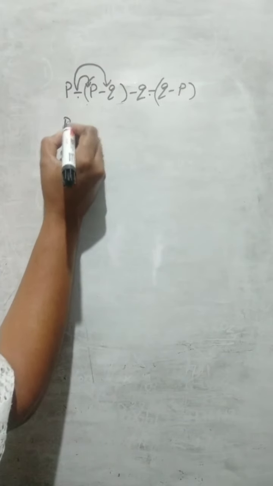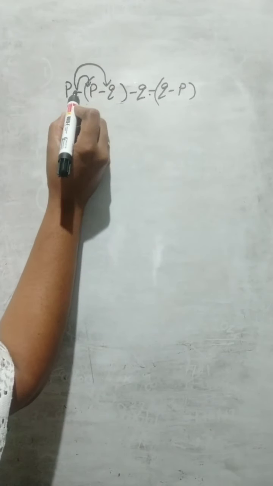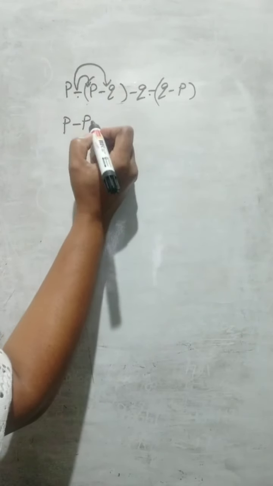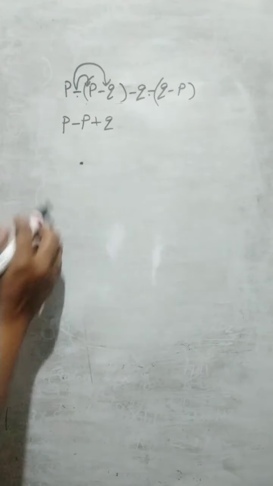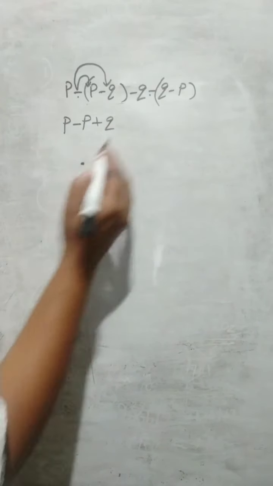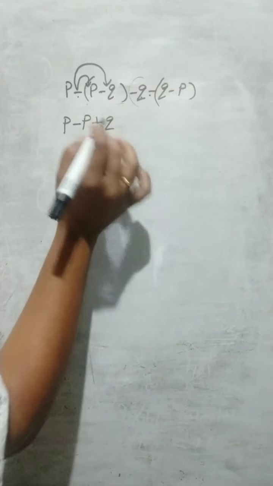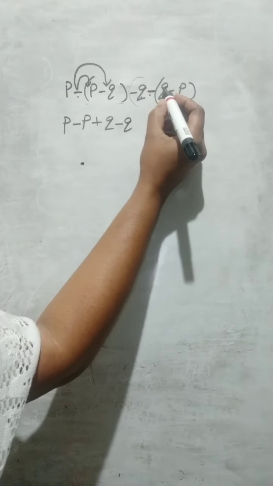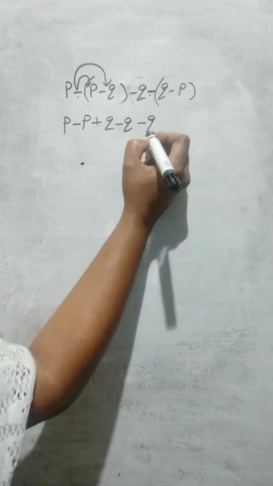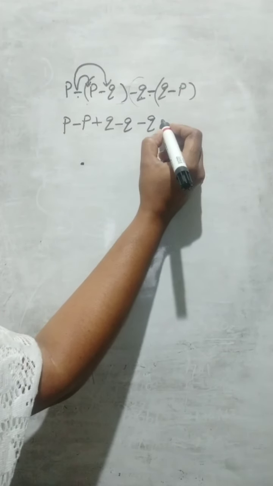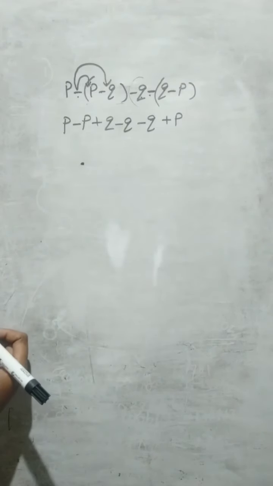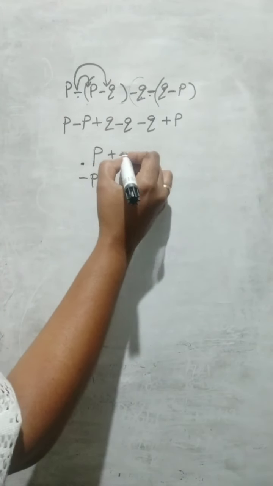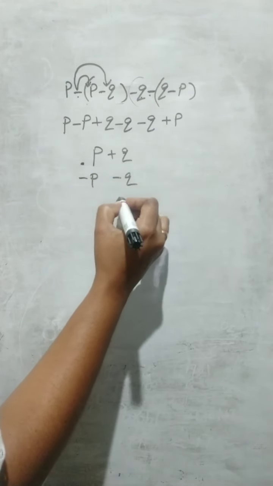Here P is positive. Then negative into positive is negative, so negative P. This negative will be positive. The opposite sign will be there by multiplying by negative. Then negative Q. Here it is alone, there is no bracket, so it stays negative. Then outside negative is there, so positive Q will be negative Q. Here negative P will be positive P. After that we can write P, negative P, then plus Q, then negative Q, again negative Q, here positive P.